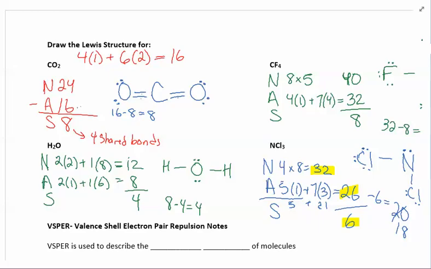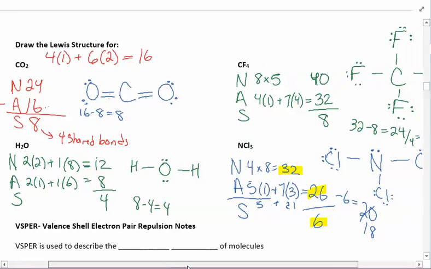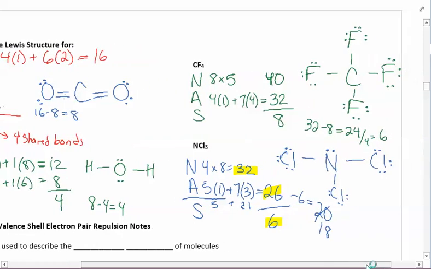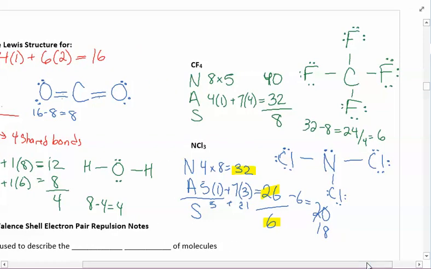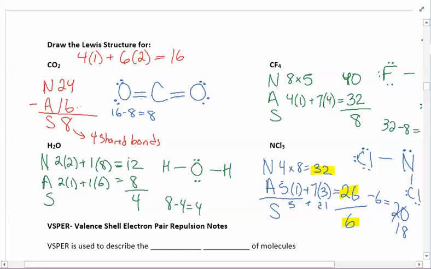Pause the video. So for the remaining 2, I am showing what my work was. For CF4, I ended up with 8 shared pairs. You should end up with carbon in the center. Each fluorine should have 3 lone pairs and 1 bonding pair for a full octet. And then for H2O, remember hydrogen needs 2 to have a full octet or a full outer orbital. So you need 12. You have 8, so you have 4 shared pairs, so you have 2 bonds. 4 electrons left, so you have 2 pairs on the oxygen, because that's the only place it will go.